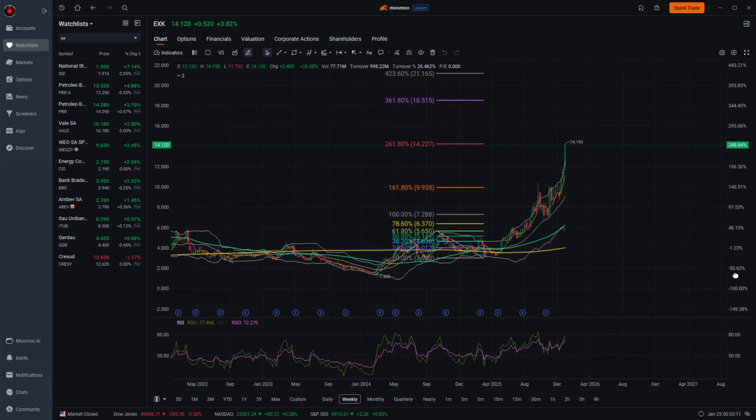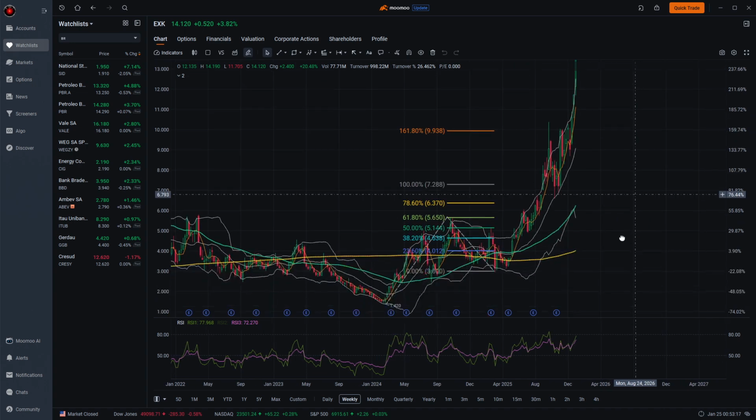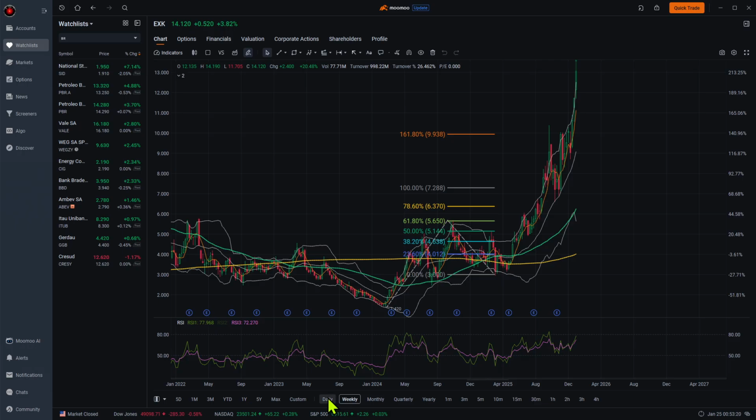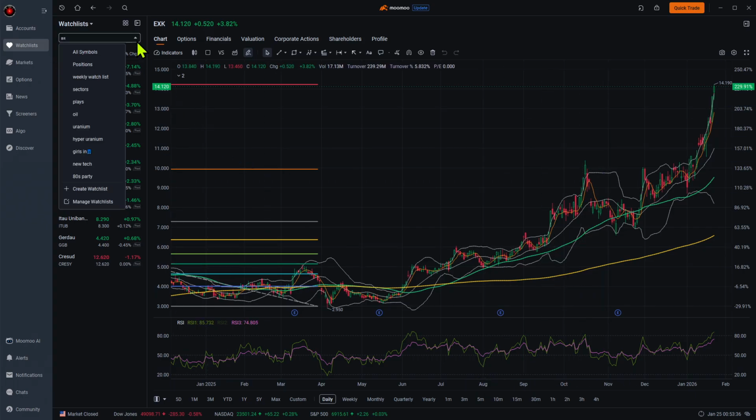Next target is 1850. Maybe it hangs up at 16. I don't know. The only thing to do is just watch that 5MA. But when it breaks it, it's going to break it hard and fast. These miners are just squeezing. There's no way to play them properly. If you're trying to sell in and out of them, you're doing it wrong.